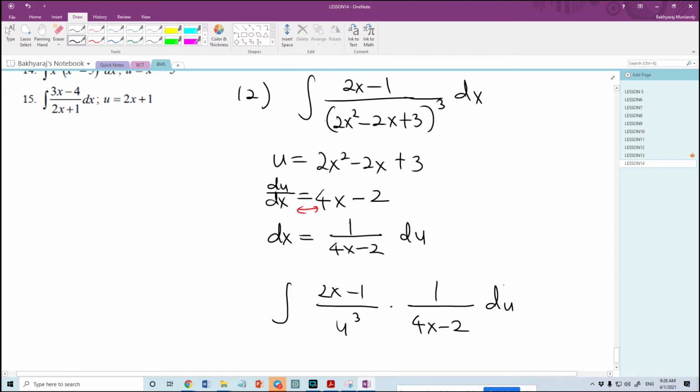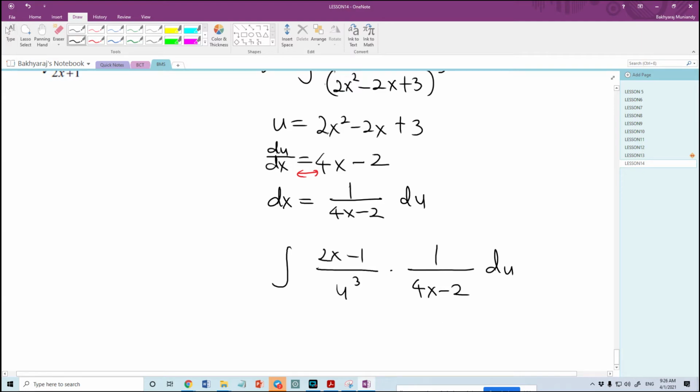Okay, now what can you actually do? Yes, very good. We need to factorize. This is what we need to notice here, because 2x minus 1 and 4x minus 2 are related. But you cannot simply cancel, because there are 2 times here. So you need to factor, and once you factor, you can cancel. So you will get the integral of 2x minus 1 over u cubed times 1 over 2 times (2x minus 1) du. See, you get 2x minus 1 again.